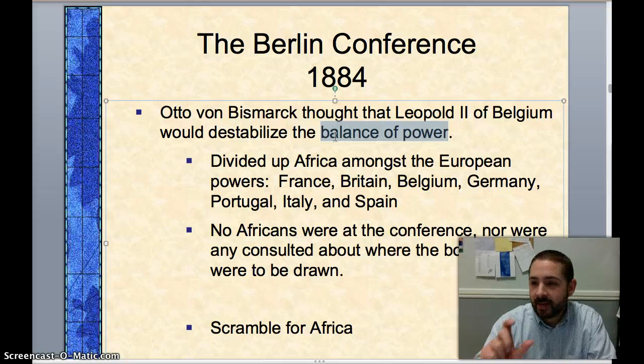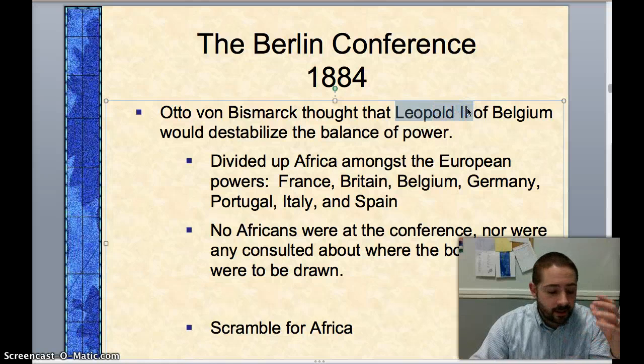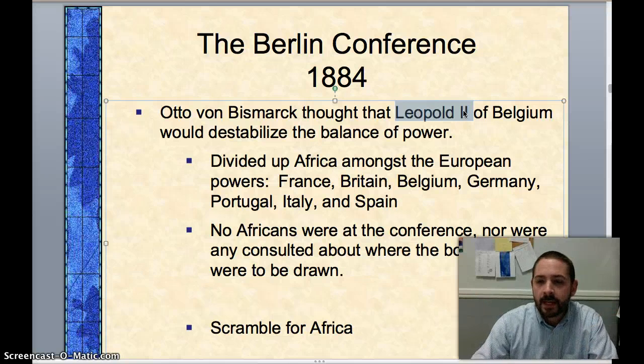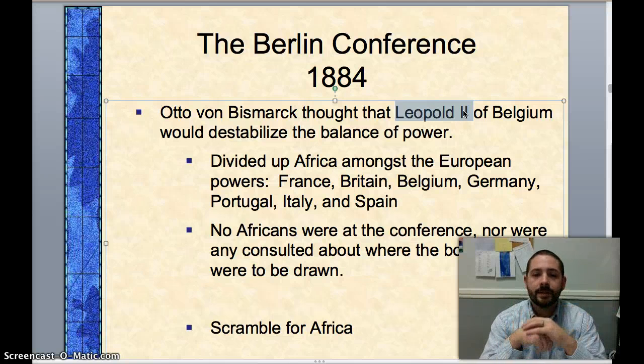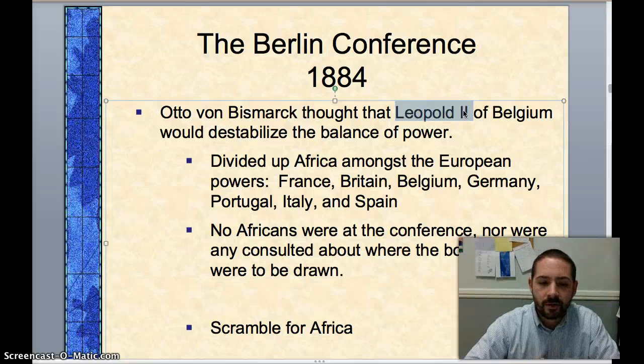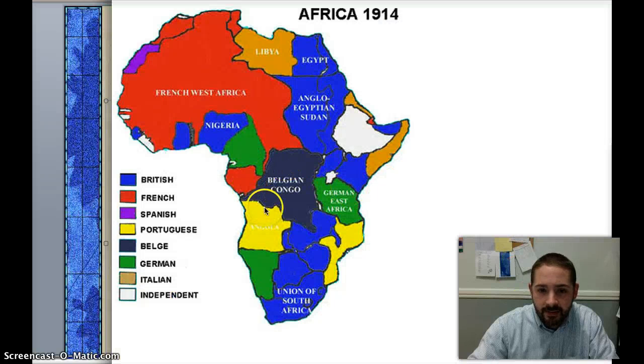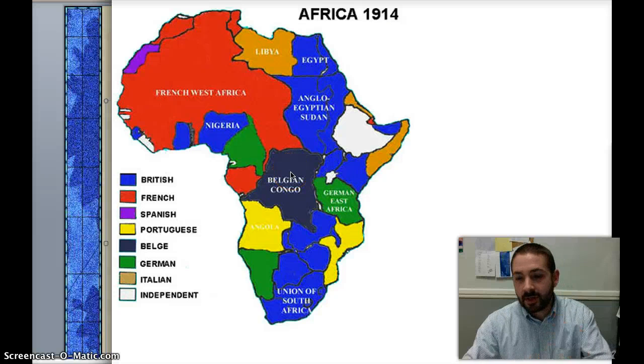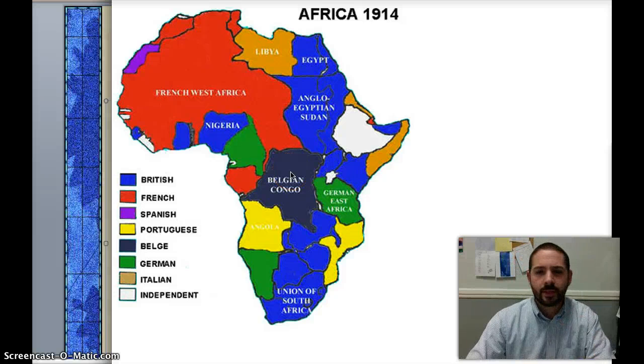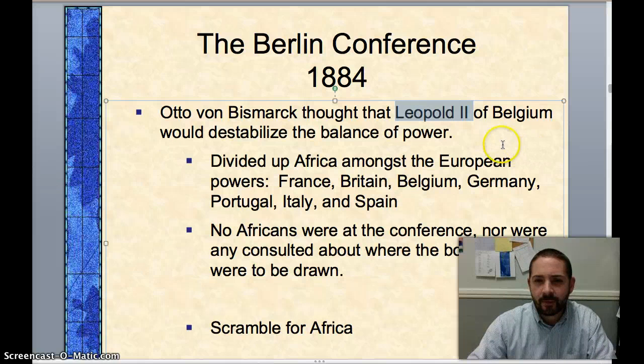So in the 1870s, Leopold II of Belgium establishes a colony in what becomes the Belgian Congo, right? And this upsets a lot of people because this tiny little country in Europe is now establishing this huge colony in Africa. And actually, I will show you. This is the size of the Belgian Congo. It's quite large, and the actual country of Belgium is quite small. So this upsets a lot of people.